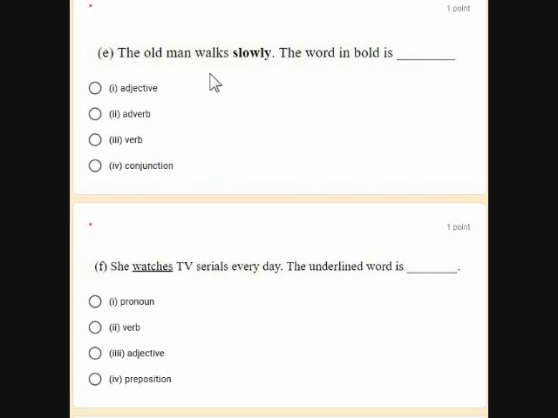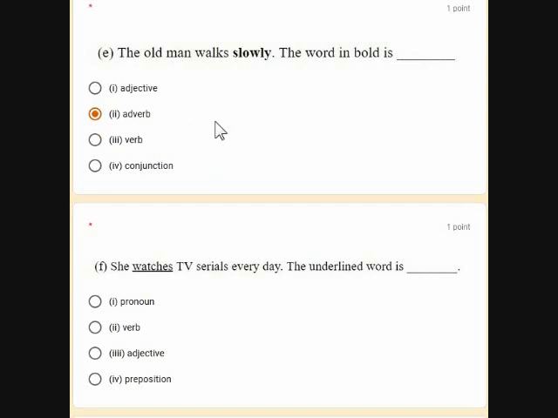Now, number E. The old man walks slowly. So the word in bold is, here the word in bold, slowly, is number 1 adjective, number 2 adverb, number 3 verb, or number 4 conjunction. So the correct answer is, it is an adverb. That is number 2.